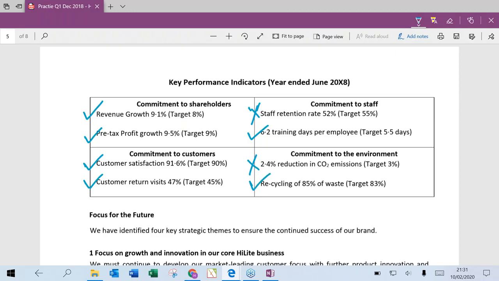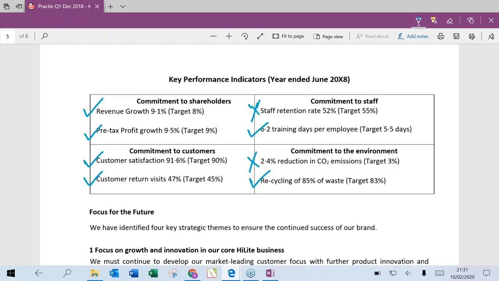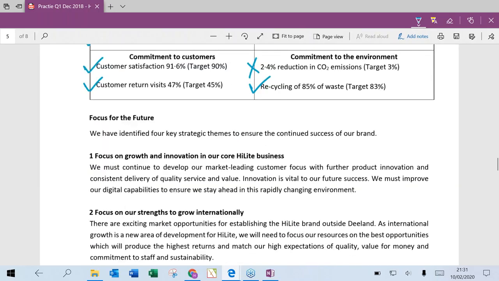And recycling of 85% of waste, target 83%. They achieved that. Where do we use this information? I know that requirement 2 talks about social and environmental factors, so probably I will use that. But since you don't know, I'll just skip that. Focus for future.